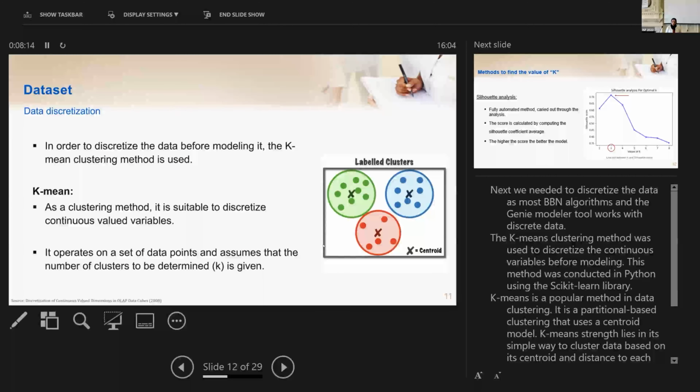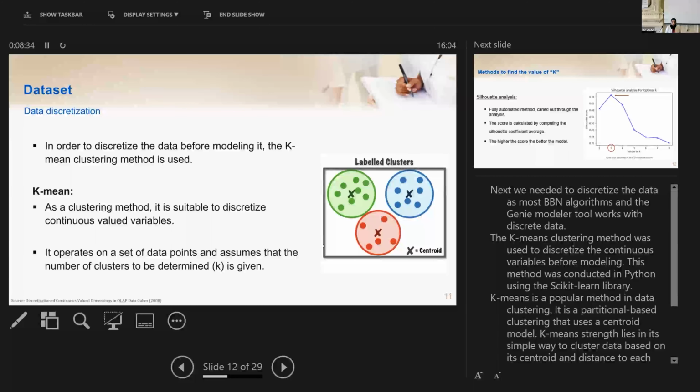So next, we needed to discretize the data, as most of the Bayesian belief network algorithms and the tool that I'll be using to model the data only work with discrete data. So the k-means clustering method was used to discretize the continuous variables before modeling them. This method was conducted in Python using the scikit-learn library.